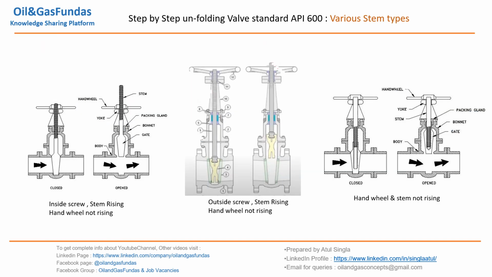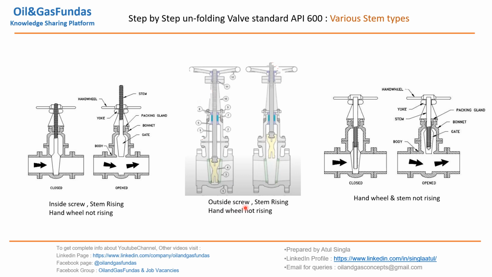So now let us see how API 600 tells about various stem types which can be there in a gate valve based on the requirement. Let us see this type. This is inside screw, stem rising, hand wheel not rising. If you see, the stem is not moving, the hand wheel is not moving, but the stem is rising as this gate moves up to open the valve. This is the closed position, this is the open position. As this is moving up, the hand wheel is staying there, but the stem is moving up. So the stem is rising, but the hand wheel is not rising, and the screws are inside. Inside means it is entering into the area where the pressurized fluid is there.